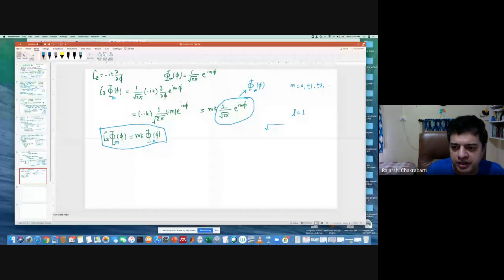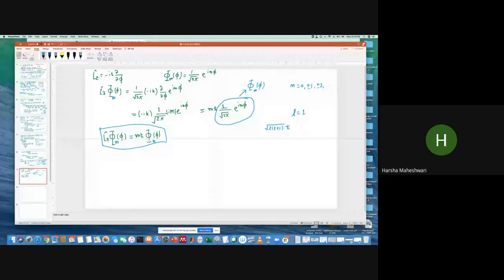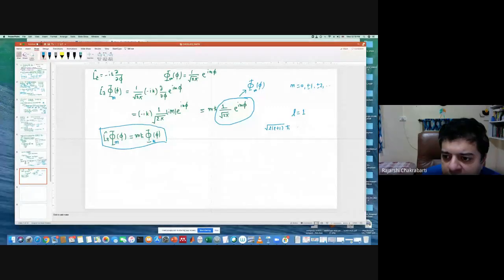The magnitude of the total angular momentum. What are the possible values? Can anyone tell me? Root 2 ħ. For l equal to 1, it is root 2 ħ. But for l equal to 1, what are the possible values of m? m are 0, 1 and minus 1, isn't it? So the possible values of mħ are 0, ħ, and minus ħ.